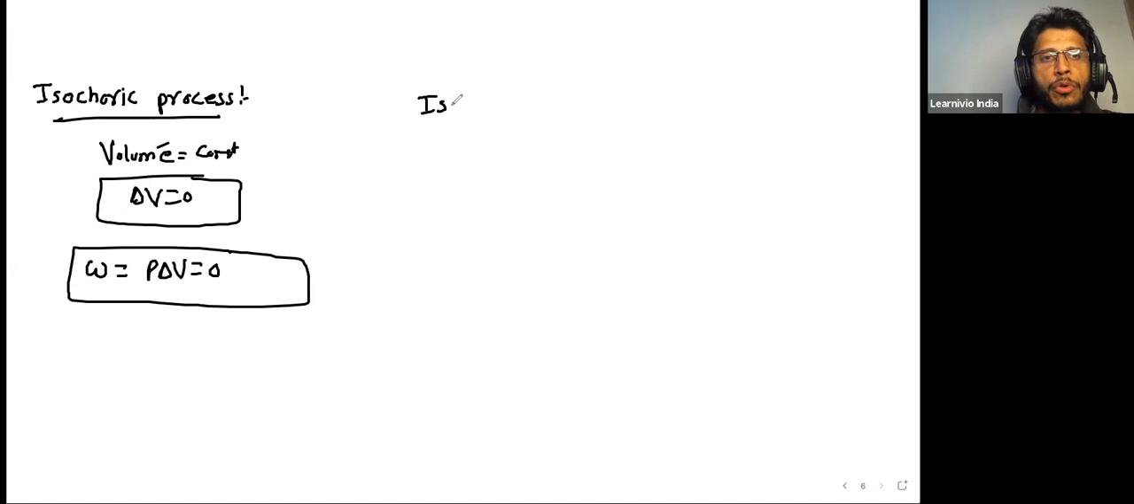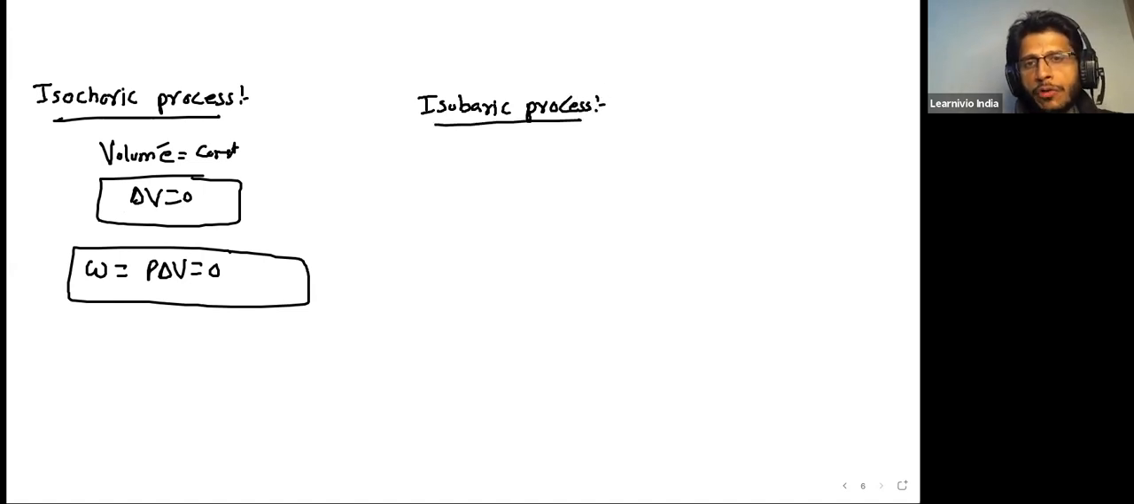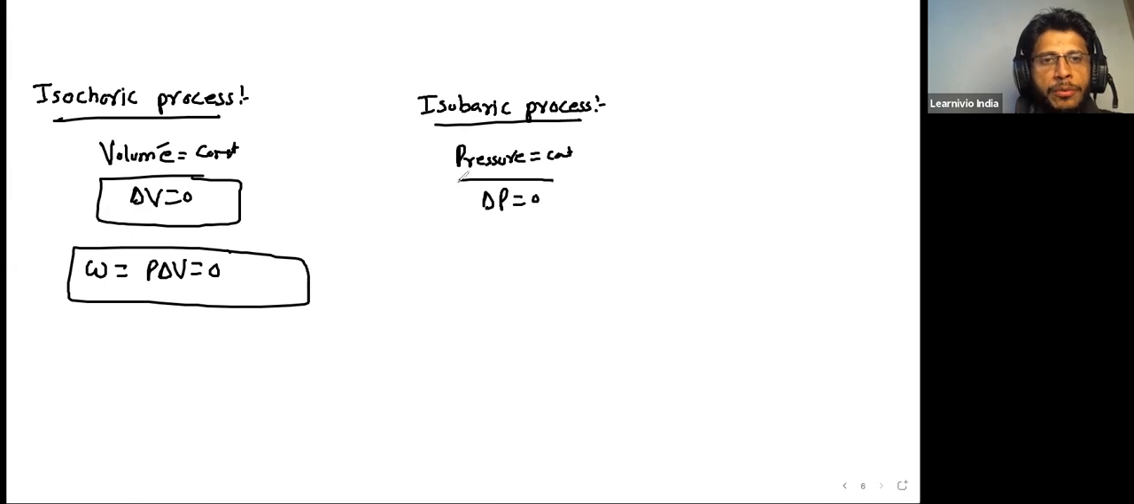Similarly, you have one more process which is known as isobaric. And again, there is no separate special equation of state for isobaric process. We use the ideal gas equation. Here, pressure is constant. Change in pressure is zero. That's your isobaric process. That's it. So this was about process.